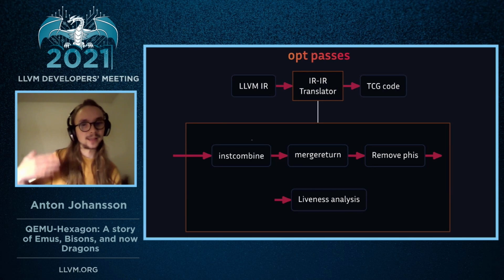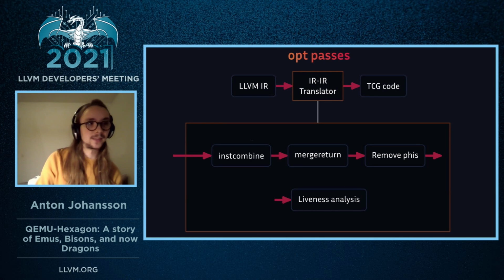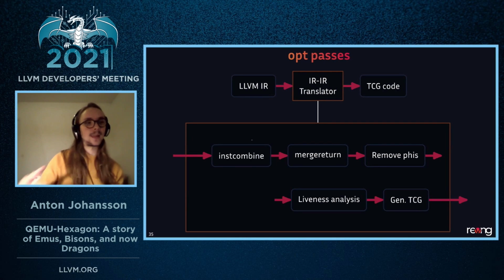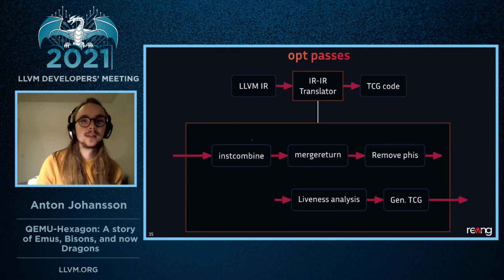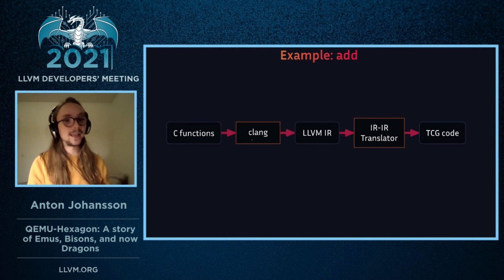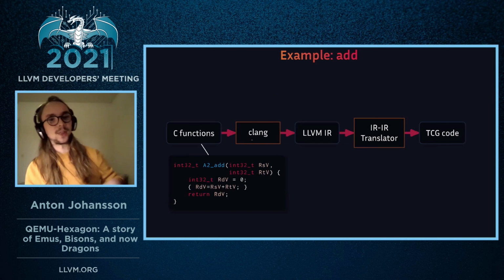Then we go into a liveness analysis pass, and I will briefly touch on why this is important in a little bit. And then we have our last backend pass that goes over the IR and spits out the TCG code. Now let's consider a simple add example again. So this time we start with C functions.